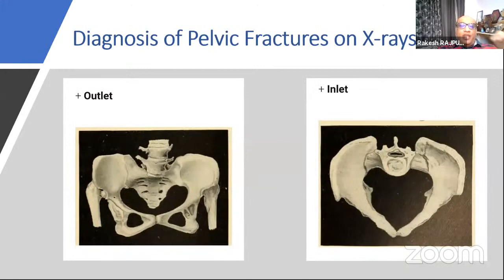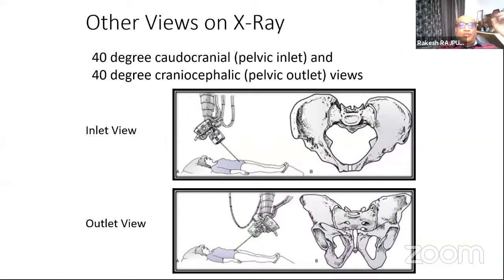The main views which we want for pelvic fractures are an inlet and outlet view, but also we want to be sure that they've been done properly. So you need to angle your beams minimum 40 degrees to get these views properly. And how do you know that it's been done properly? If you look at the inlet view, which is the picture on top of your screens, the sacral promontory should be coming in front of the whole sacrum. So you should almost not be able to see the sacrum itself. Then you've got a very good inlet view.